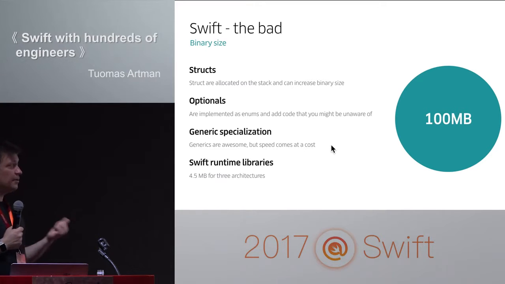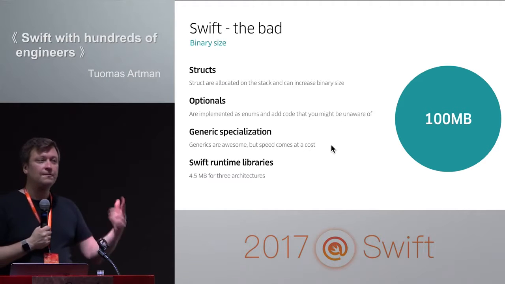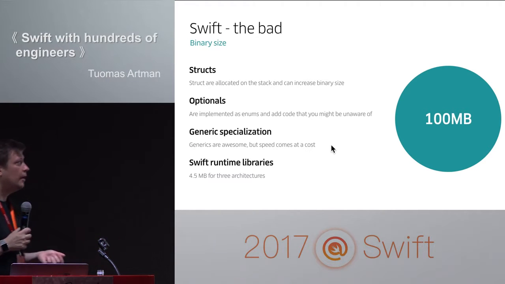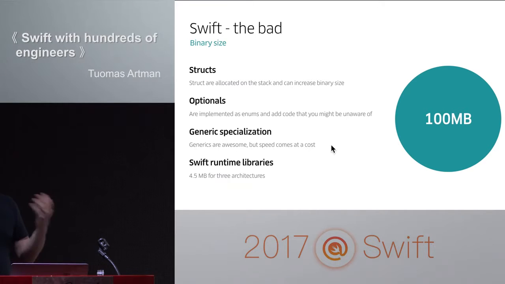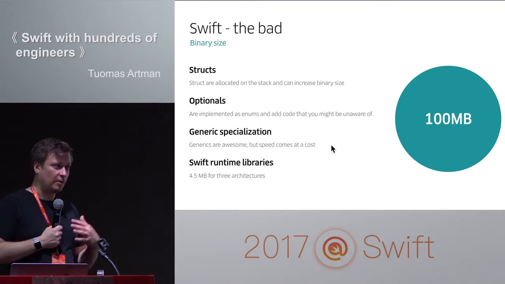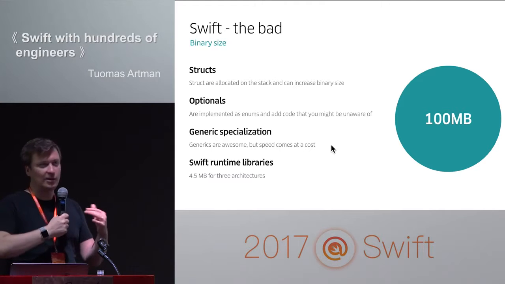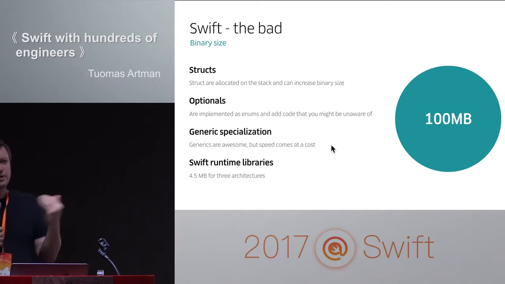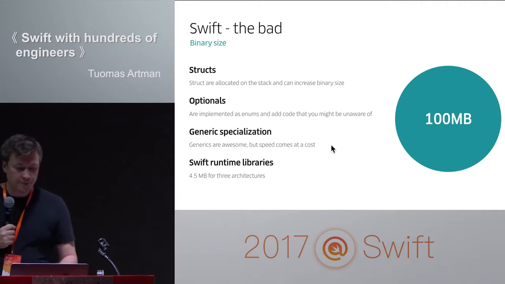Optionals. Similar problem. When you use optionals, a lot of stuff gets written into the binary, which makes your binary larger. You get all these things that the compiler puts in to check whether it's nil or not nil and whatnot, which seems fair enough. If you just add one question mark to your code, the compiled code might be much larger.